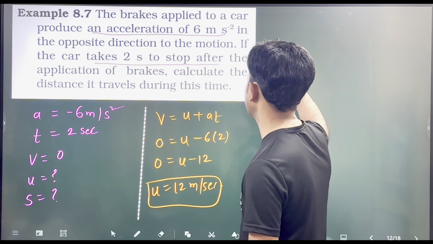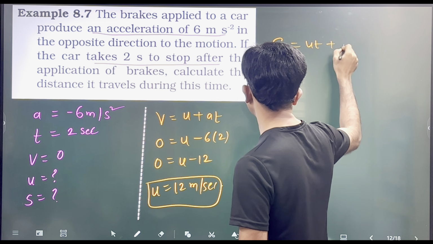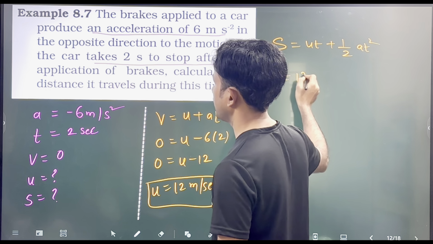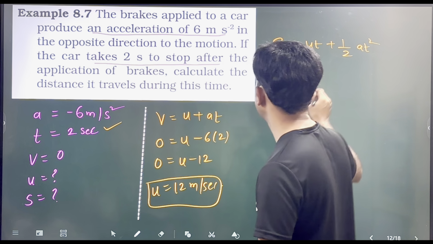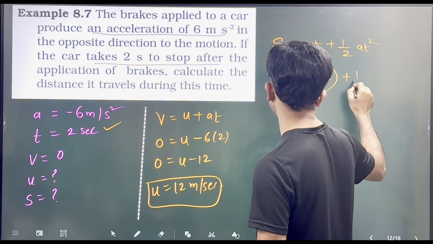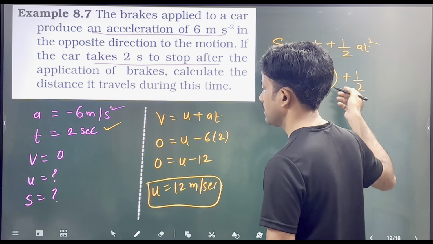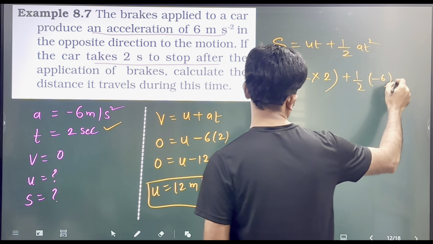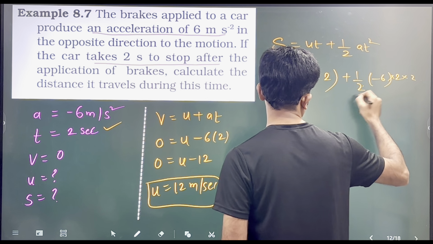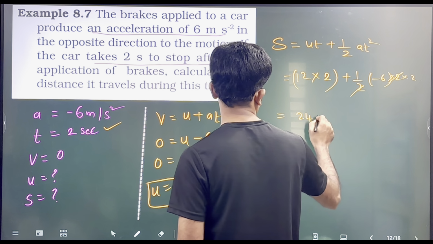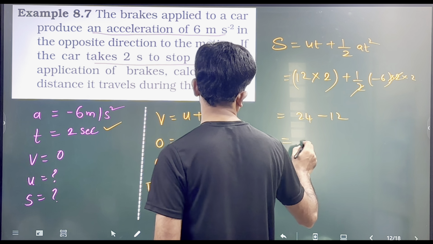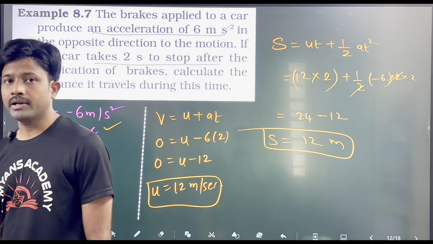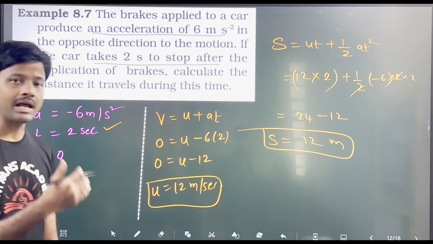So what is the formula to find the s? s equal to ut plus half at square. The u value is 12, and the time value is 2 seconds. So 12 into 2 plus half into the acceleration, minus 6, into 2 squared. 2 into 2 is 4, and the 2 gets cancelled. So 12 into 2 is 24, minus 6 into 2 is 12. 24 minus 12 is 12. So s equals 12 meters. After applying the brake, the car moves 12 meters and gets stopped.